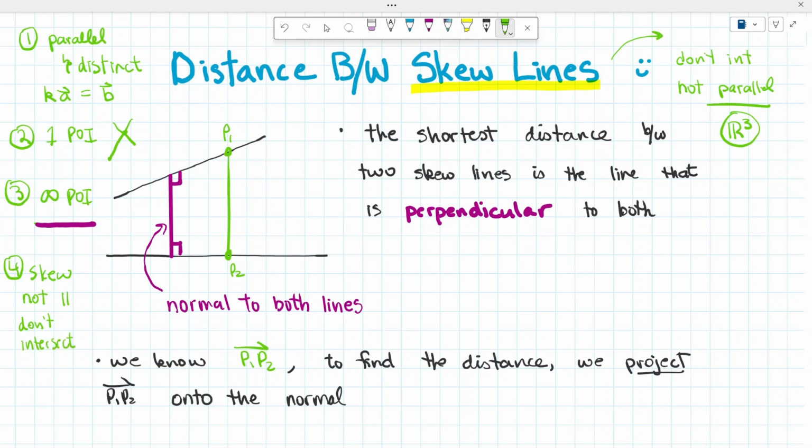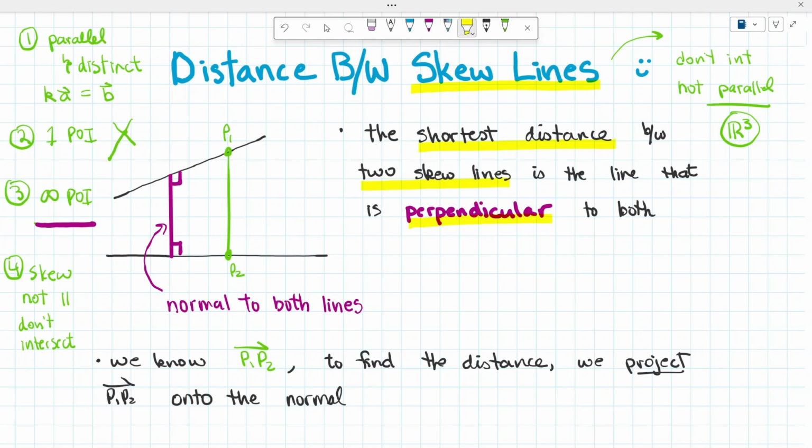Today we're going to learn how to find the distance between two skew lines. After you've gone through all these different options and you've determined that there are no points of intersection, yet they're not parallel, then we can proceed with this. The shortest distance between two skew lines is the line that is perpendicular to both of them.